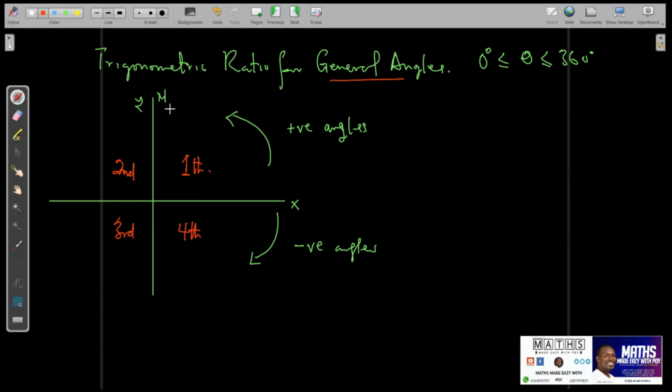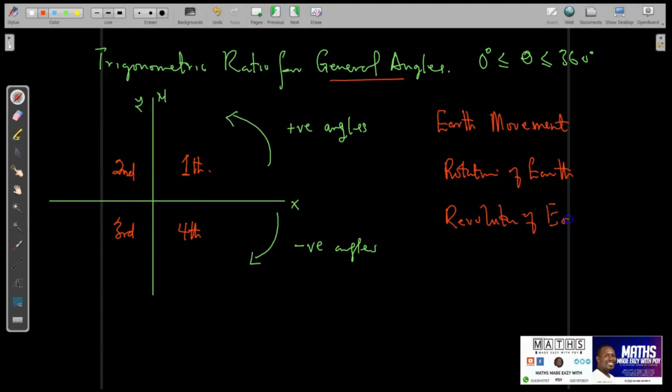Any other? Okay, it's all because of the movement of the earth. It's coming from the nature of movement of earth. So, earth movement. Do you know that the earth moves in different directions? Yes. Okay, can you tell me much about it? We have what we call rotation of earth, and then we have revolution of earth. I know some of you do geography. I know some of you do that.